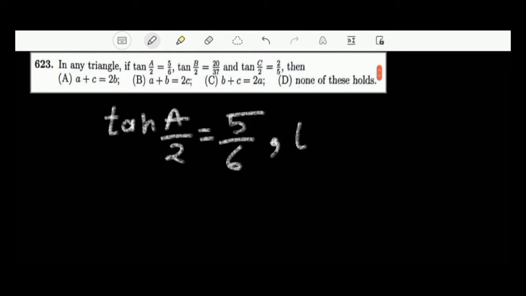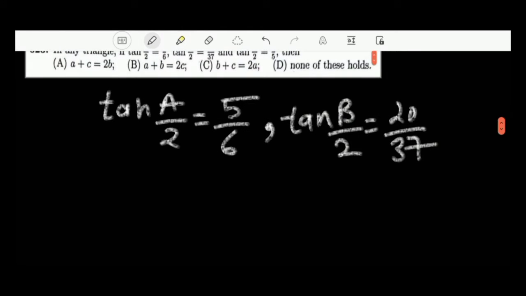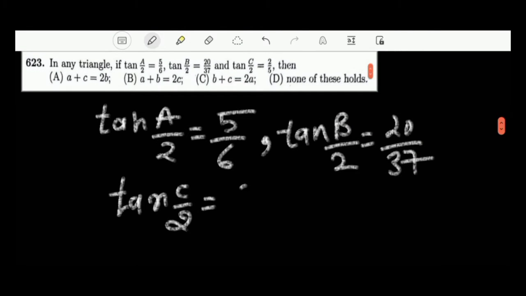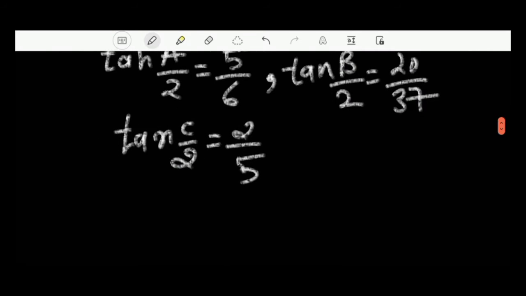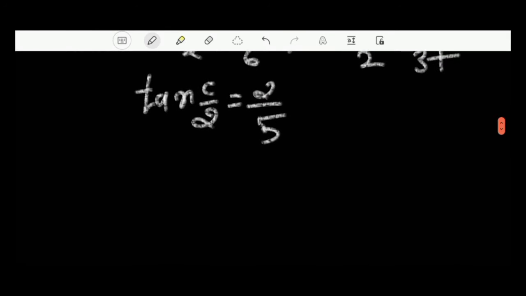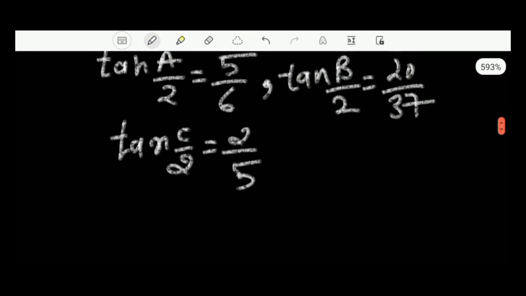So first thing is the value of tan a by 2, which is 5 upon 6. Then the next is tan b by 2, which is 20 by 37, and the last value is tan c by 2, which is 2 by 5. So first thing is that I'm going to take the reciprocal of each term.